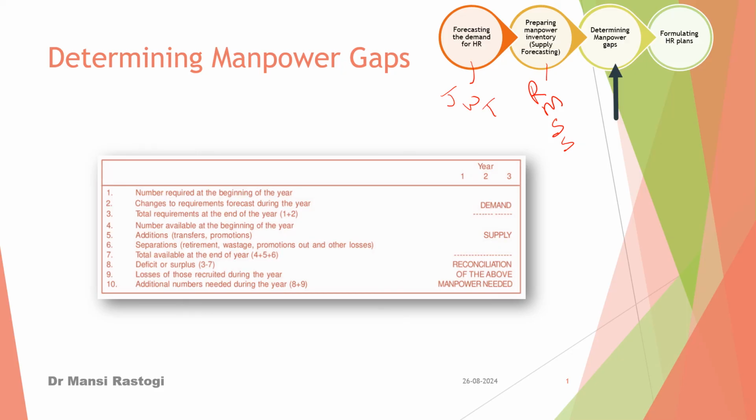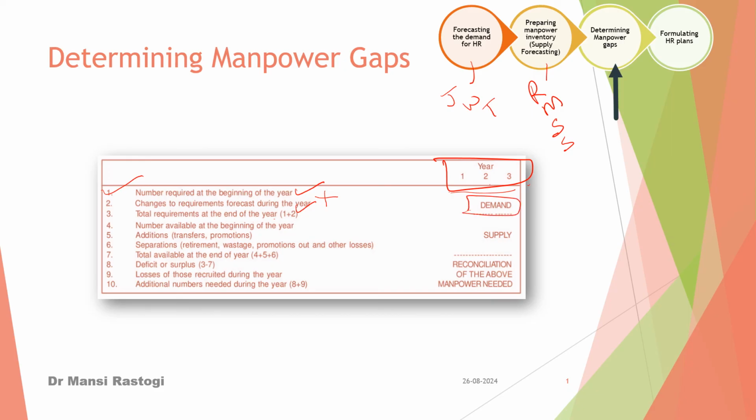Now we are talking about determining manpower gaps. As you can see, the number of years are given here: 1, 2 and 3. Number 1 says number required at the beginning of the year. The number will come here. Then changes to the requirement forecast during the year. Then total requirements at the end of the year, that is 1 plus 2, means we are going to add this one and this one, and it will come here. That would be your demand.